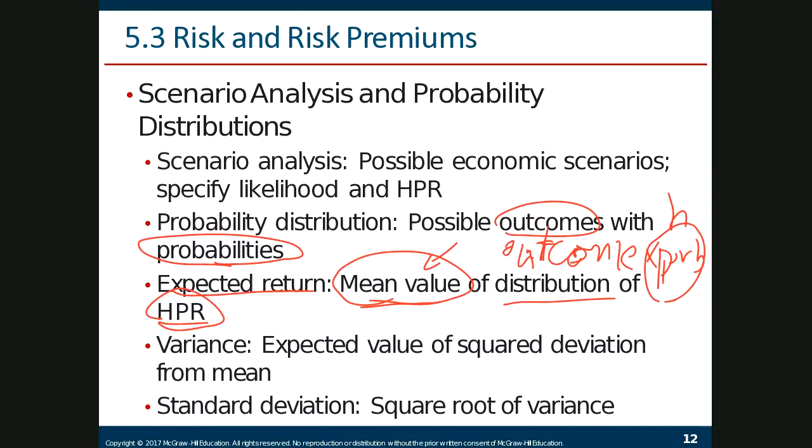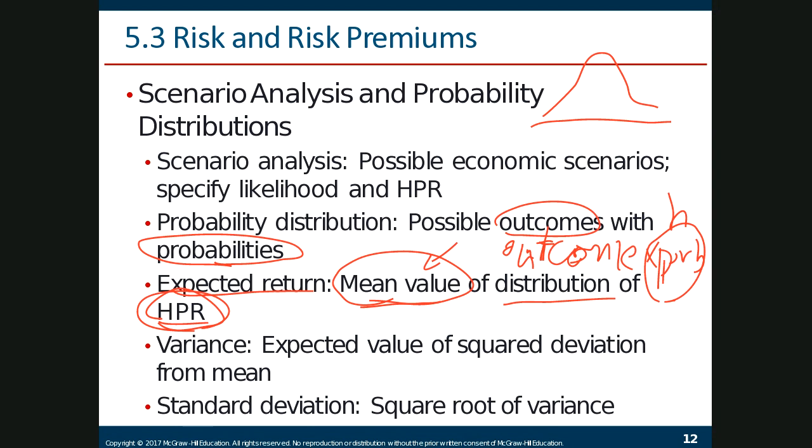So we have the possible outcomes as the whole range of possible HPR, and the probabilities then are what we usually think about when we are thinking about the bell curve or the probability of the return happening. That is combined together to be the probability distribution right there.